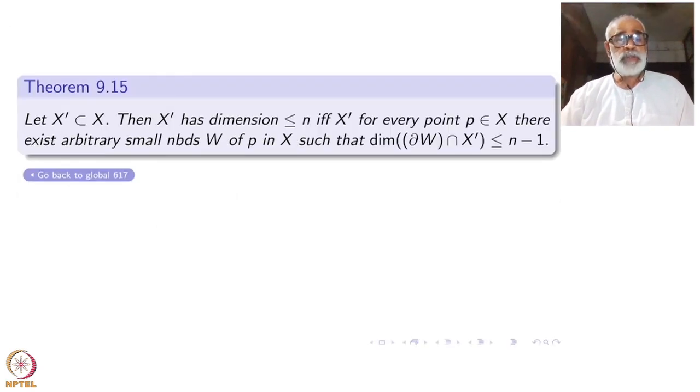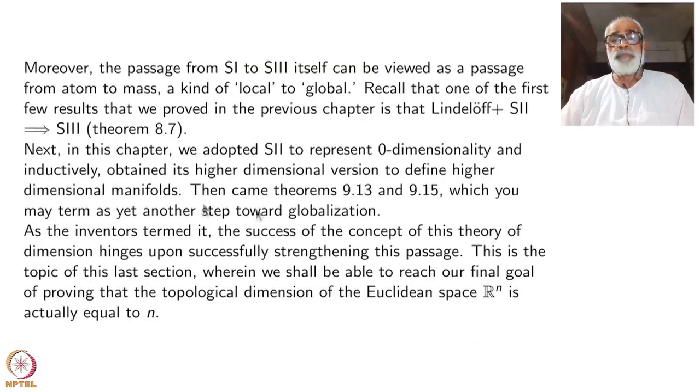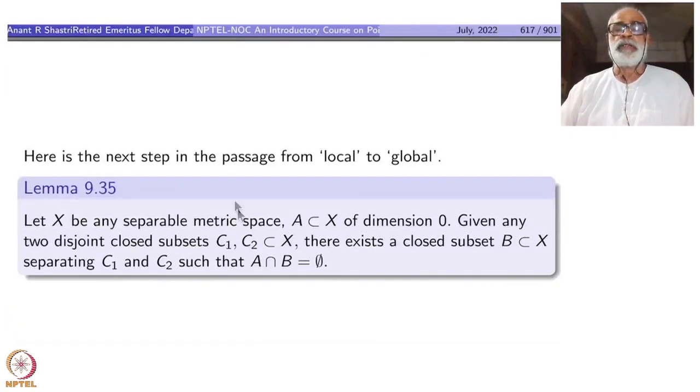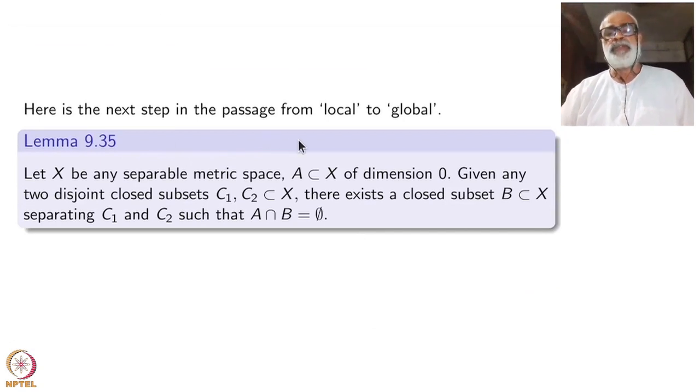Okay, so let's go back to what we are doing today. As the inventors had termed it, the success of the concept of this theory of dimension, and I call it this theory because there are other theories also, hinges upon successfully strengthening the passage from local to global. This is the topic of this last section, wherein we shall be able to reach our final goal of proving that the topological dimension of the Euclidean space Rn is actually equal to n. That I call the success of the theory. Here is the next step in the passage from local to global.